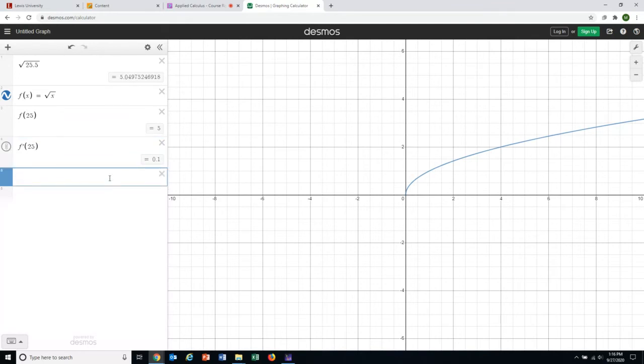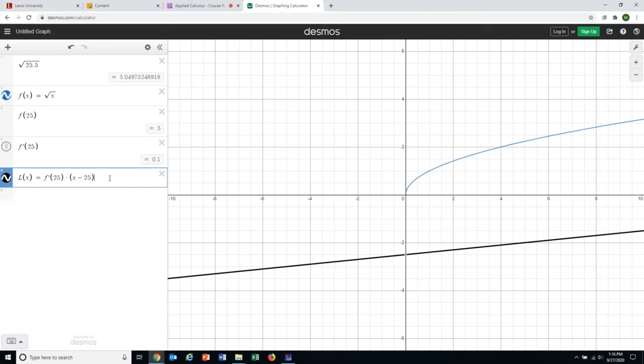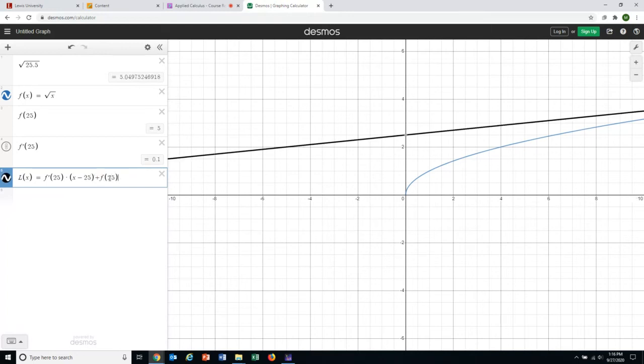Now, if we want to create our linearization, remember that linearizations are of the form L of x equals the derivative at our nice point, which in this case is 25, times x minus that nice point, again 25, plus the function value at 25. We can type it in this way, and we can see this black line here. We can turn it off, turn it on, turn the blue line off, turn the blue line on. It gives us the graph of that tangent line.